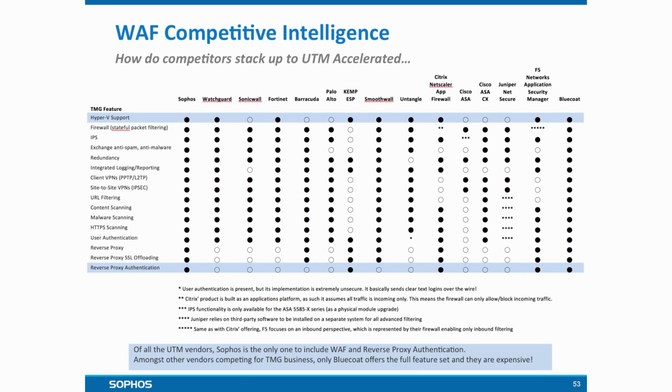And if you look at the full spectrum of vendors competing for Microsoft TMG customers, there are a lot of players out there, but very few that can offer what TMG admins truly want and need. In fact, Sophos and Bluecoat are unique in offering all the features that many TMG administrators are looking for in a replacement. And we all know how successful Bluecoat will be at winning this kind of business. They're simply too expensive and complex to have any chance at this business. And since none of our UTM competitors have an integrated WAF with their UTM, we're unique amongst UTM vendors in offering a complete TMG alternative with reverse proxy authentication.